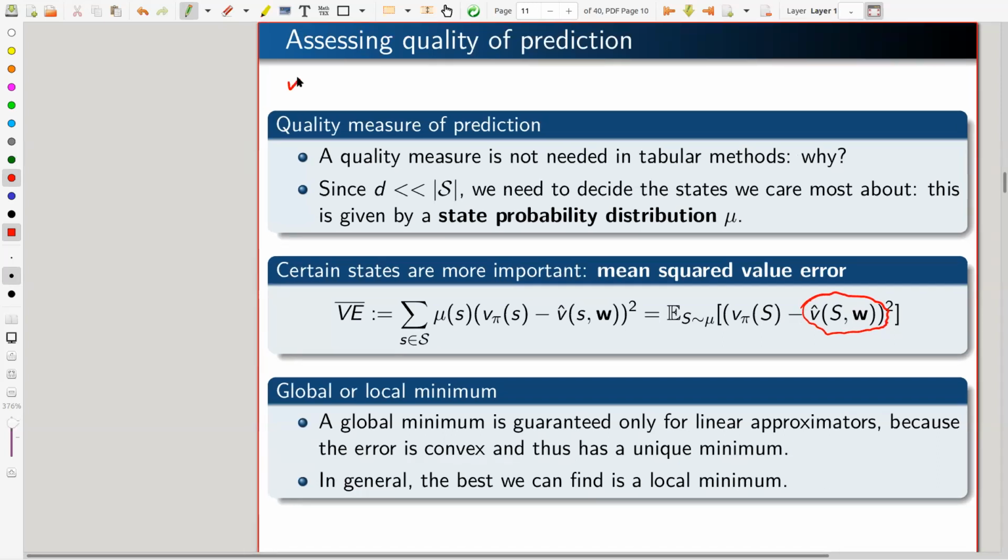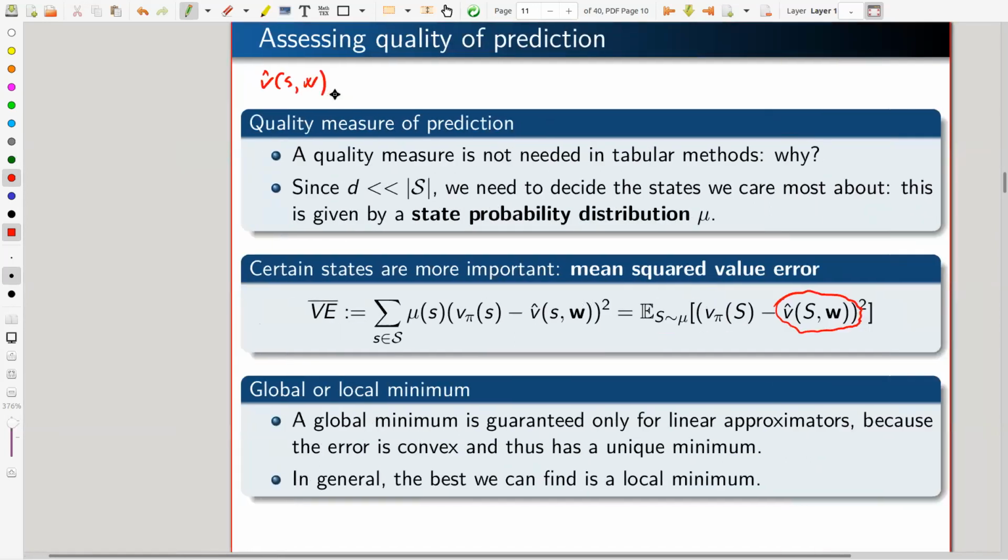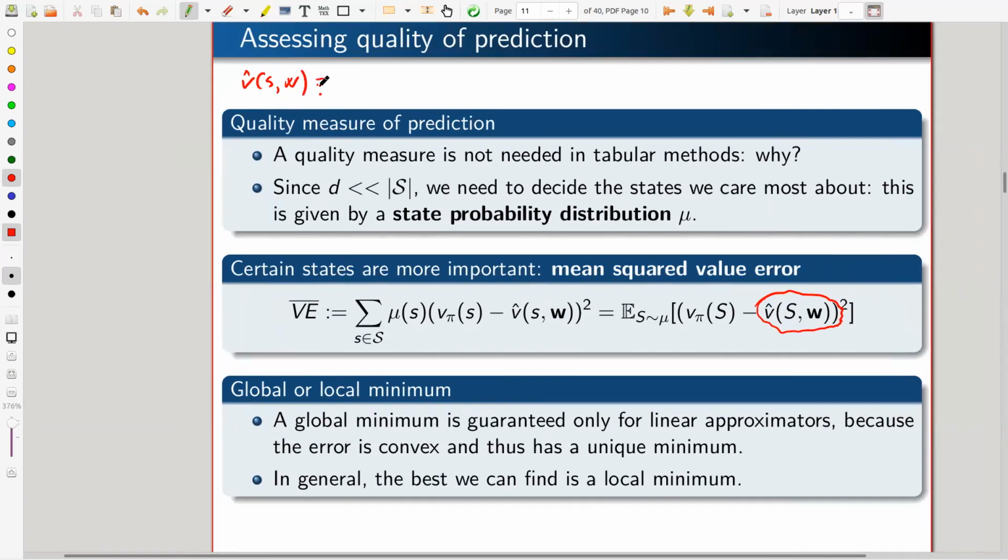So just to repeat, this can be a linear regression model. This is the model. Assume you have chosen the model, meaning that you have chosen the functional form of your approximator and the dimension of the parameter space. And let's call D this dimension of the parameters.